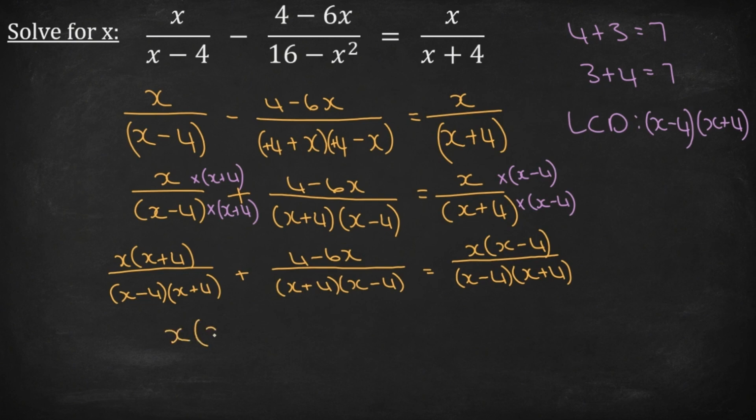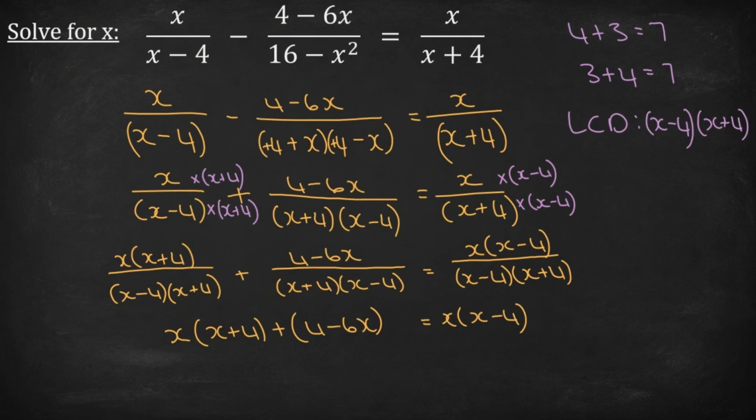So it's x multiplied by x plus 4 plus. Now I'm going to keep this numerator in brackets to show that it is one expression, and it is especially important to write it in brackets if we are working with a negative sign. But it is a good habit to use them whenever the numerator has more than one term. And that is equal to x multiplied by x minus 4.